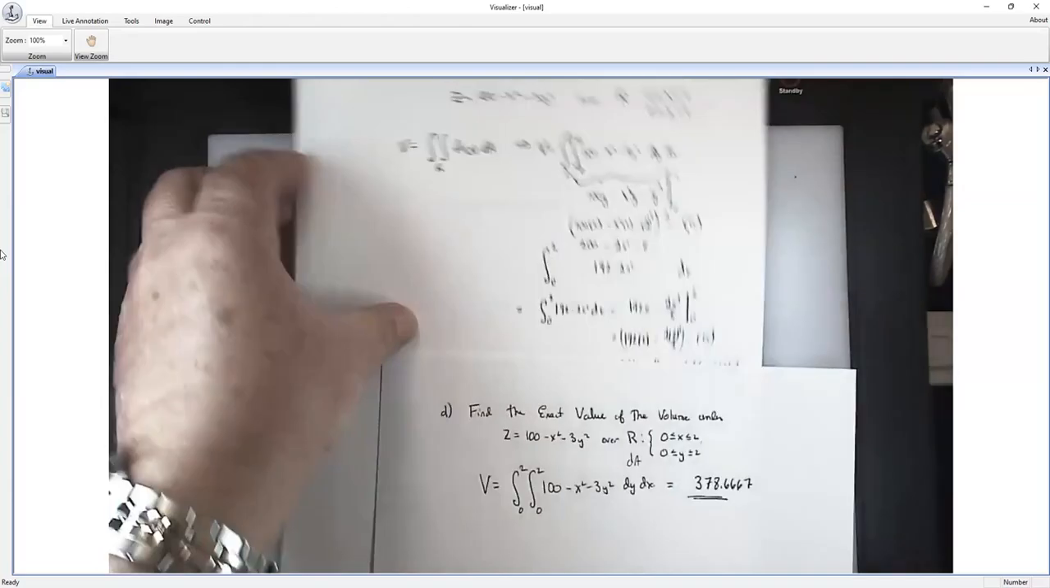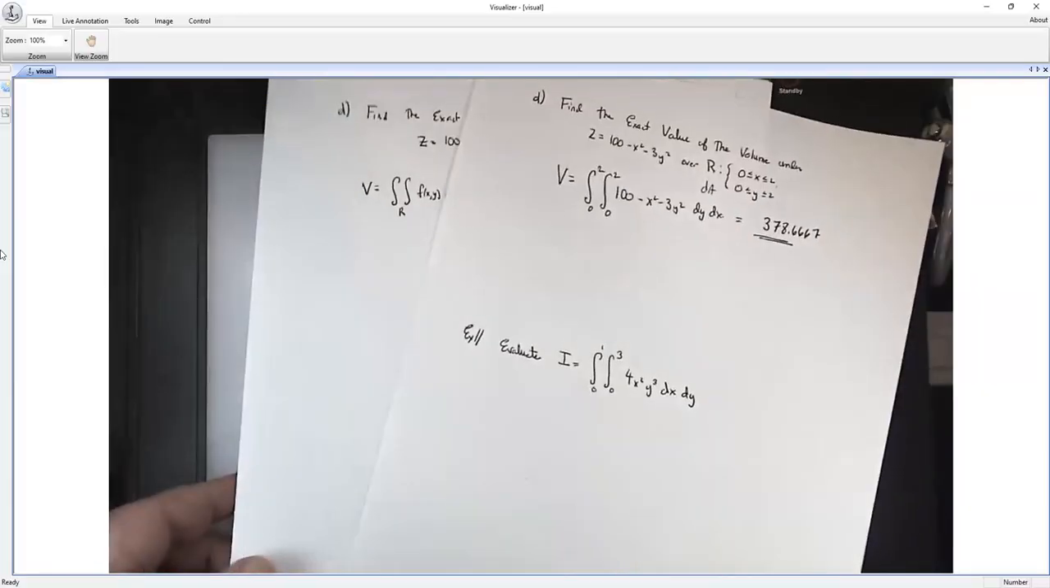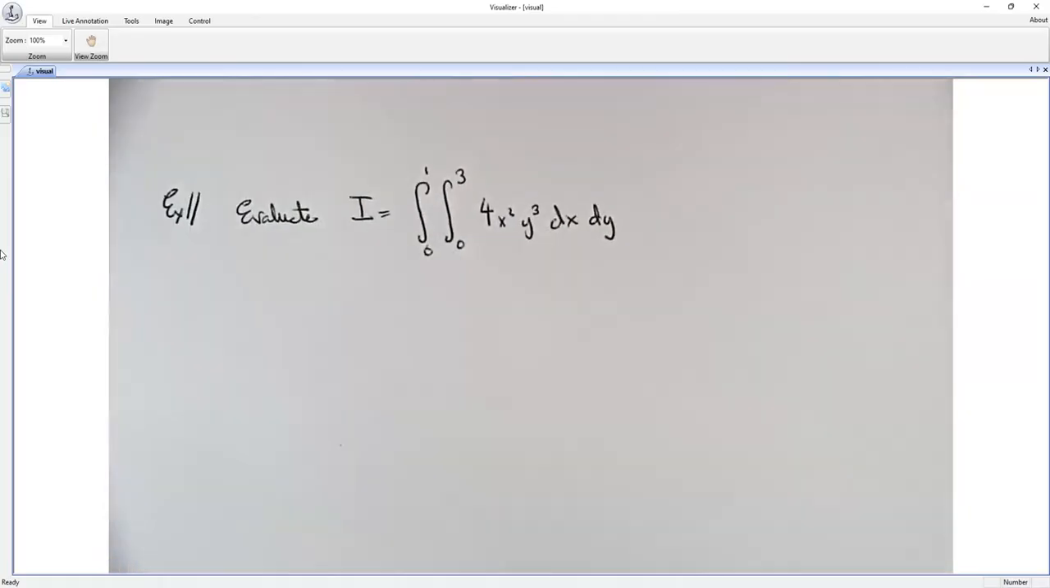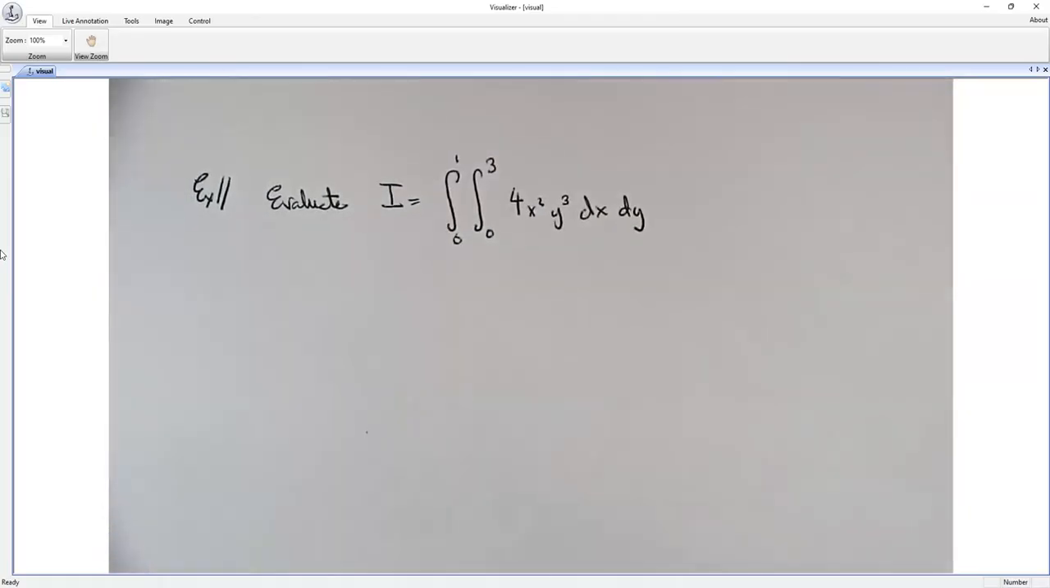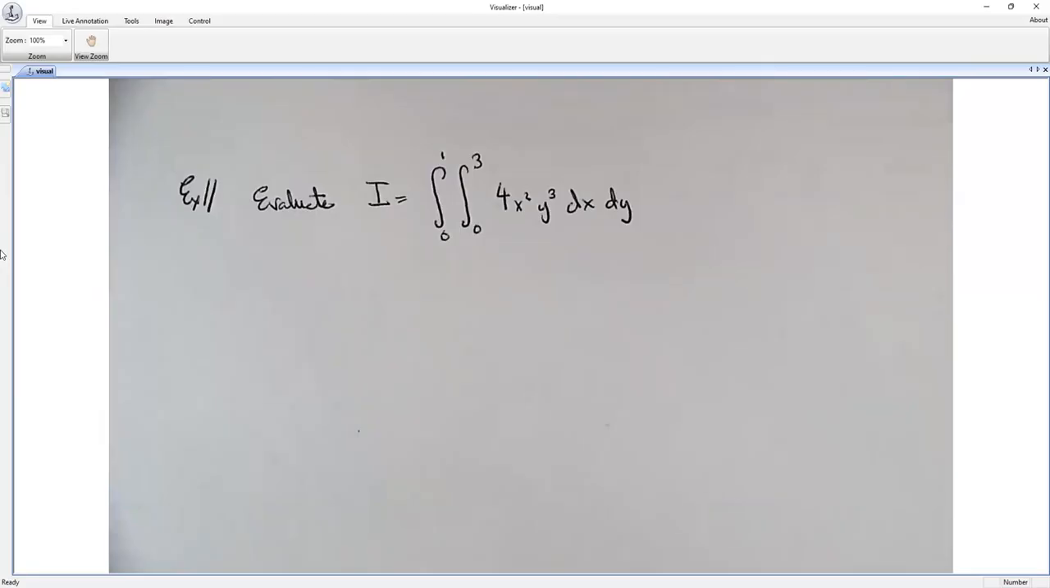So I just want to tie that one together with this particular material, but then let's do another problem. Again, practicing your integral skills. So here's another example right here. I want you to evaluate the integral from 0 to 1 of the integral from 0 to 3 of 4x squared times y cubed dx dy. This time I switched it up. Dx dy. Order matters. Okay.